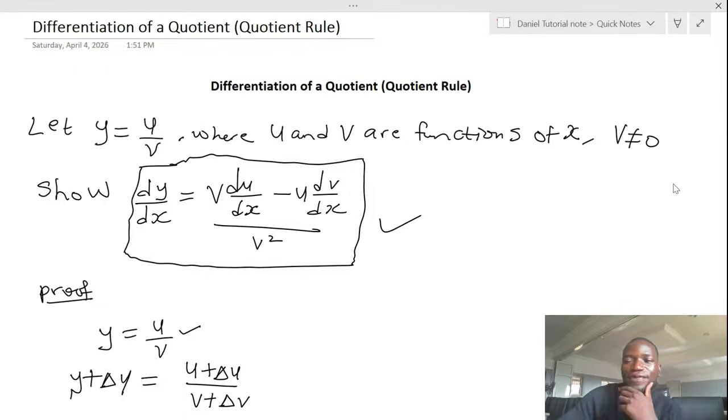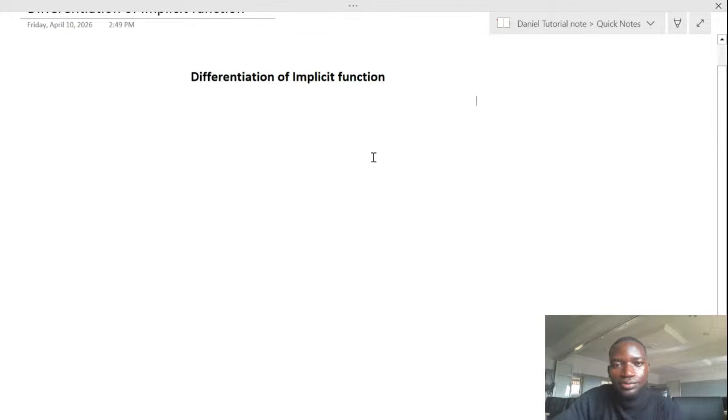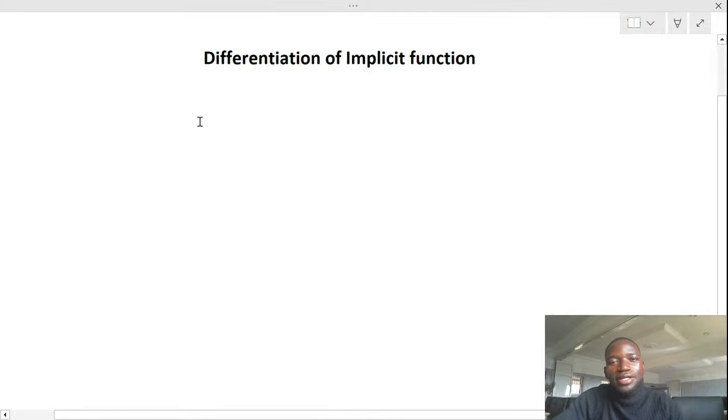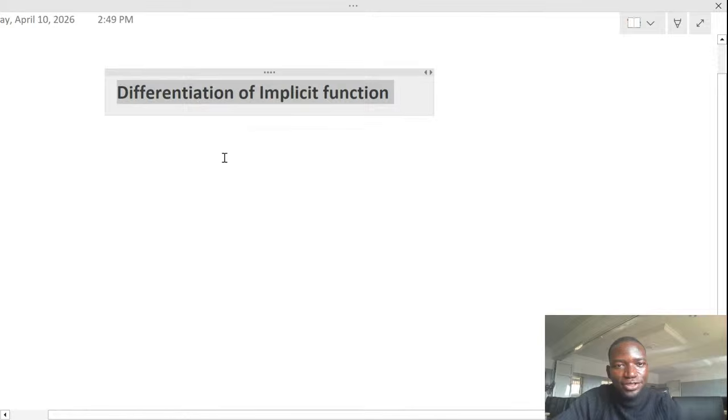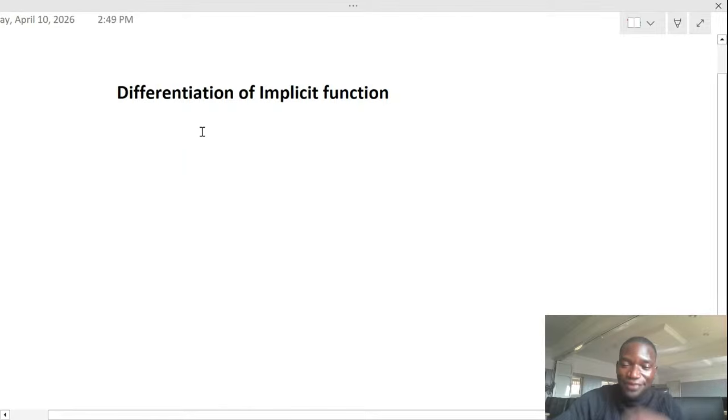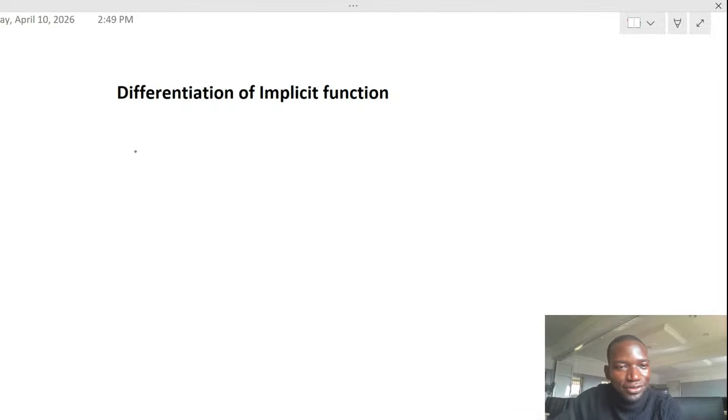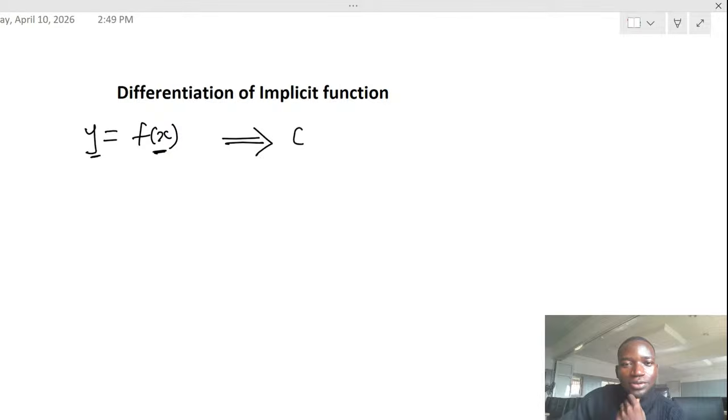All right, now let's go to another kind of differentiation to meet up with our time. So now let's talk about differentiation of implicit functions. Every differentiation we've been doing so far is of explicit functions, because we have been having our question in the form y equals f of x, right? Exactly. So we are differentiating y with respect to a particular variable. That kind of differentiation is always called explicit differentiation.